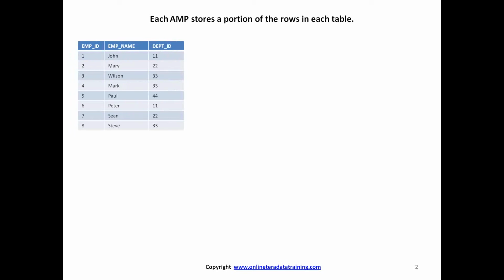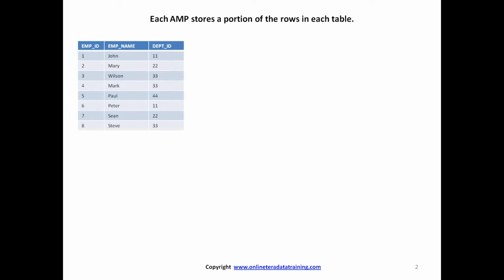Okay guys, we know that in our previous sessions we learned about AMP, what is AMP, and we know that each AMP stores a portion of the rows in each table. We also know that Teradata follows the shared nothing architecture, which means an AMP is responsible for the storage and retrieval of rows under its control. It will not share access to its virtual disk with any other AMP. So let's understand it a bit more in depth with the help of this example.